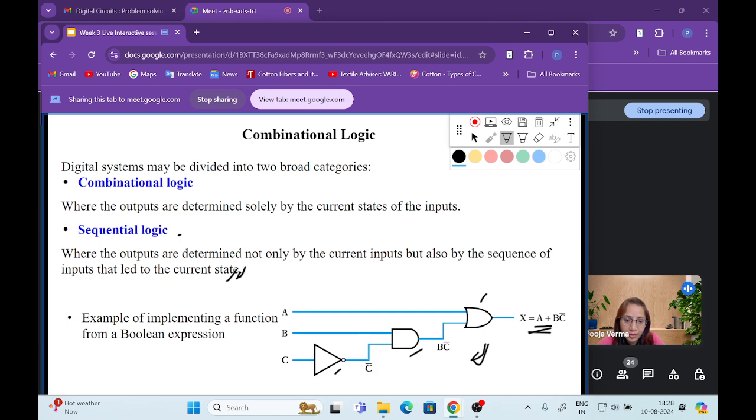C bar will be there, and it is given to the AND gate as another input. So B into C bar will be the output of the AND gate. Now we have to add all those things. One input is A, and another input is B C bar. Since it is an OR, we need to add A with this expression. So A plus B C bar. This is an example of combinational logic, or solving a Boolean expression.